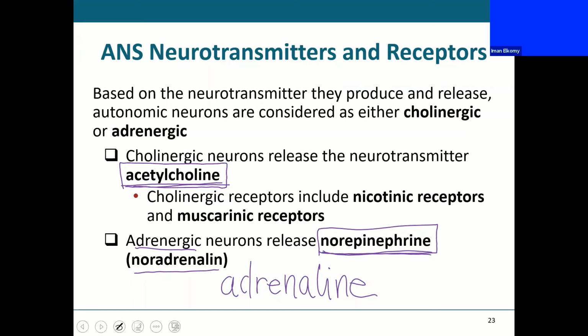Okay. That was basics, because we're going to learn later on that there are different receptors for these cholinergic neurons. There are going to be nicotinic receptors and muscarinic receptors. Okay, and we will talk about those next week.